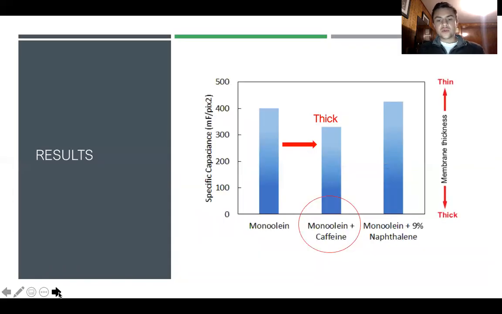So our results: what we found was that if we incorporate caffeine into our system, we get a thickened membrane. In other words, we found that if we incorporate caffeine, the capacitance of the membrane is lowered when compared to the control. And that once again suggests that we have a thickened membrane.